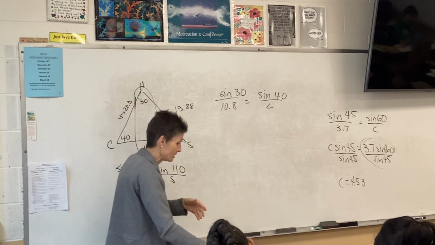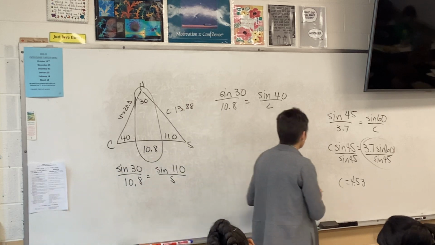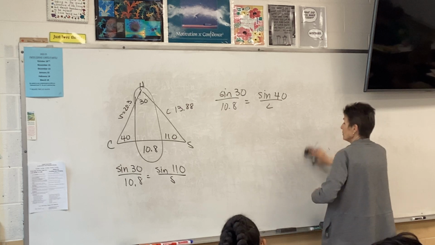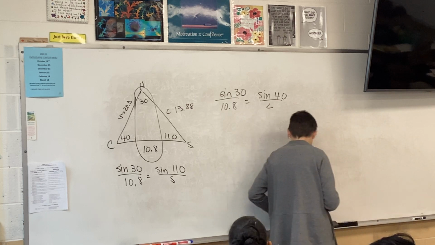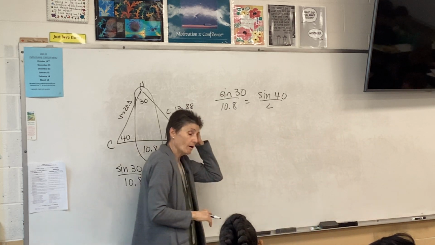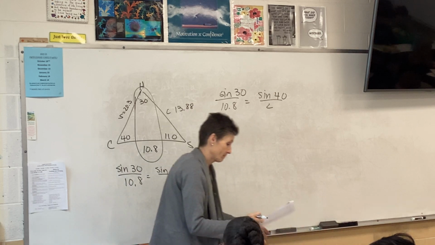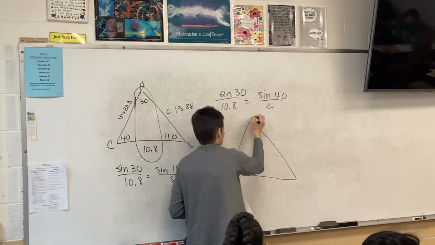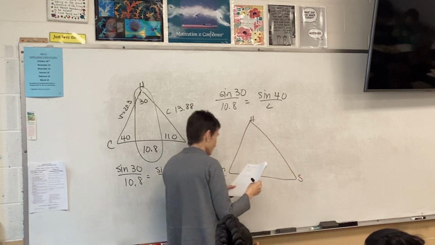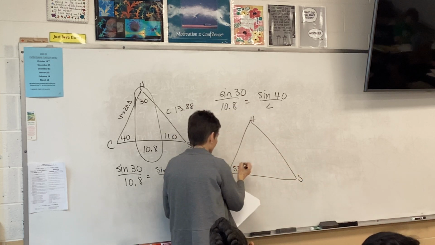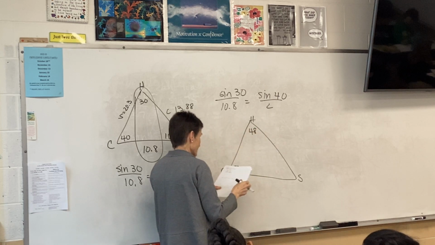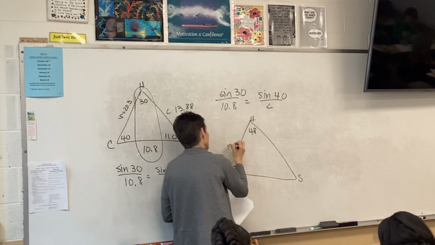So you guys have said that he was wrong, you're wrong. Those are correct. All right, one more. C is 53, H is 48, and side S is 19.1.